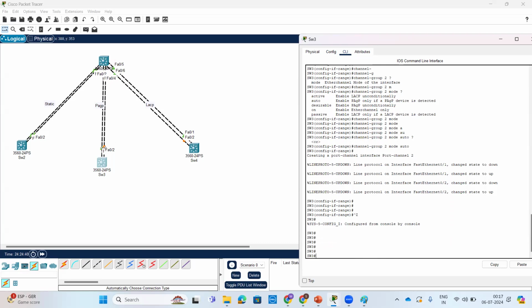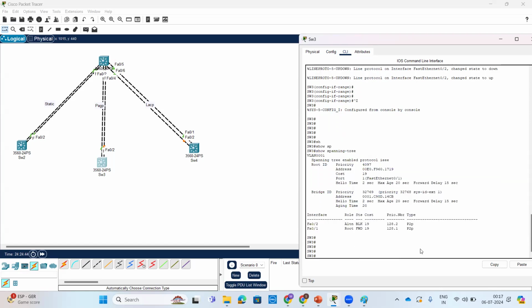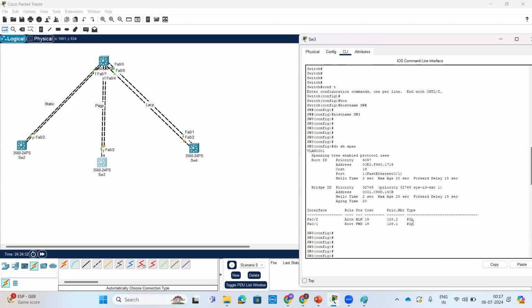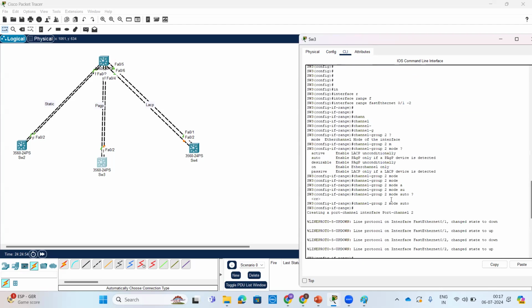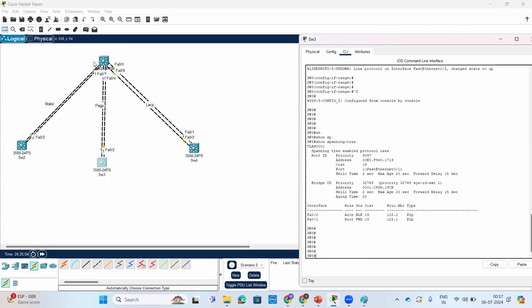See, not found. Show spanning tree. Still, they are the same states only. Whichever we enabled previously, likewise only in previous, we try to enable auto. See, we verified if one side is auto and the other side is also auto, it is not from the EtherChannel.